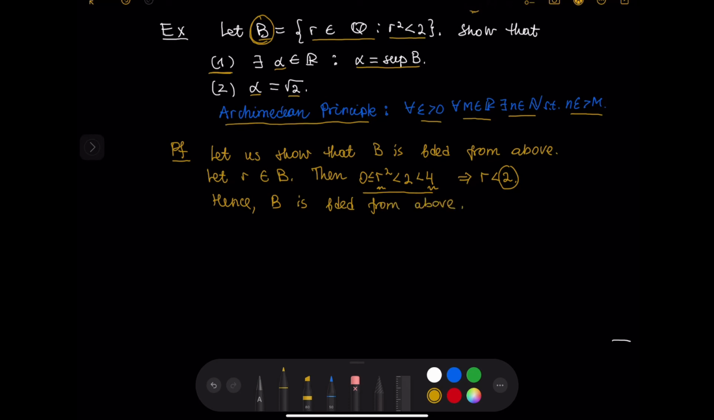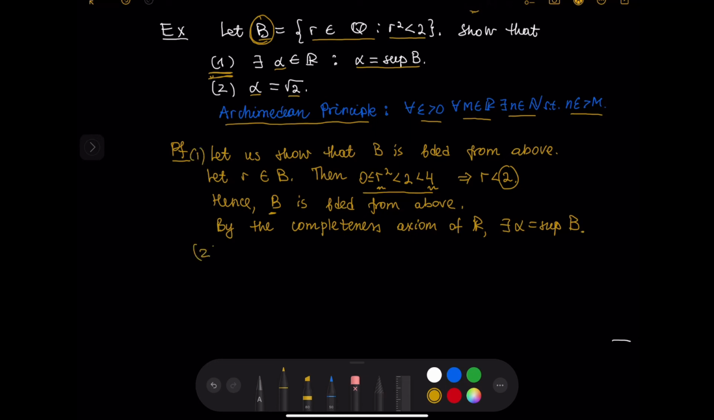So how does this prove statement 1? Well, by the completeness axiom, since B is bounded from above, B has a supremum. So by the completeness axiom of real numbers, there exists alpha that is a supremum of the set B. So we showed statement 1. Okay, so this was statement 1.